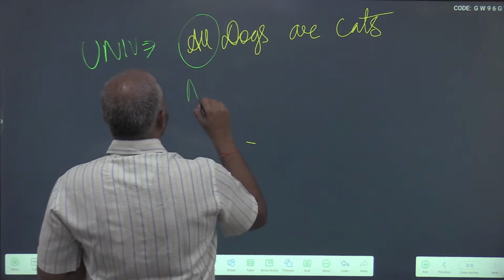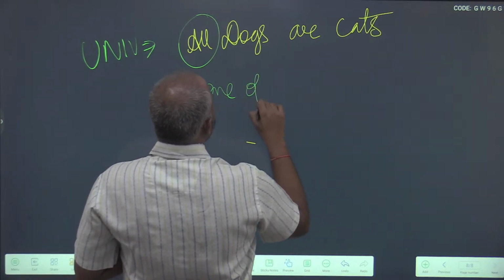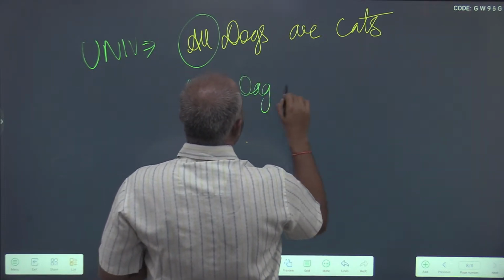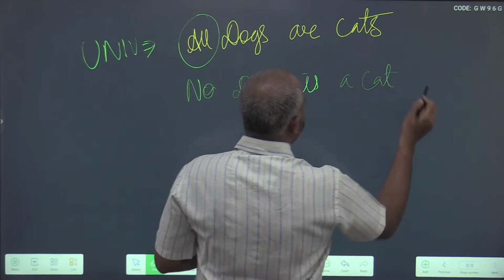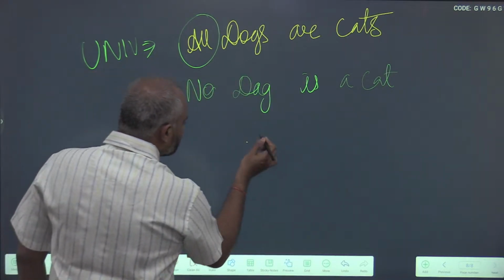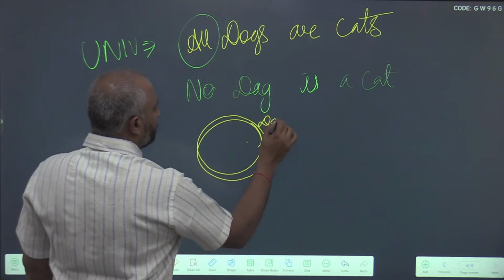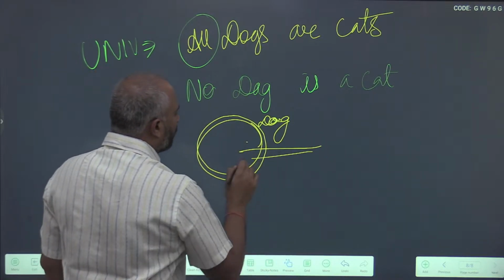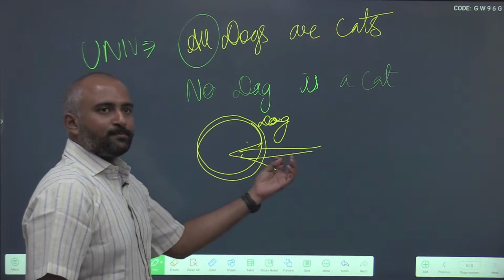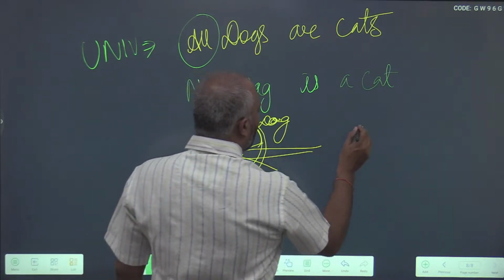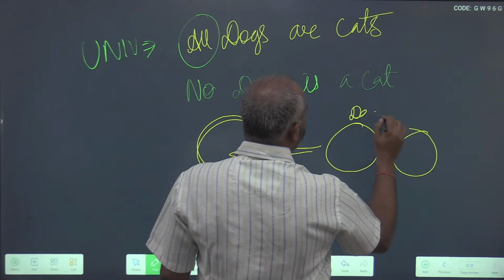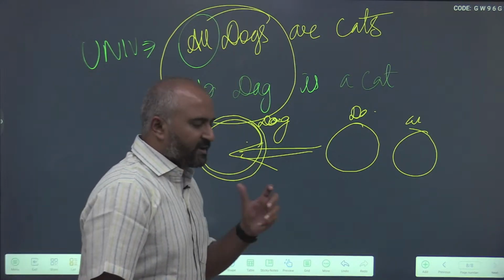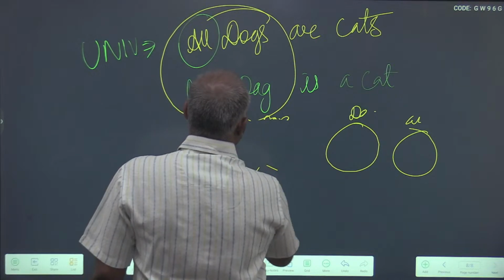Next, when I say no dog is a cat, what am I referring to? I am also referring to the whole set of dogs. I am telling none of the dogs. That means I am excluding the whole group. None of the dogs is a cat. Since both of these refer to the whole group, they are called universal.